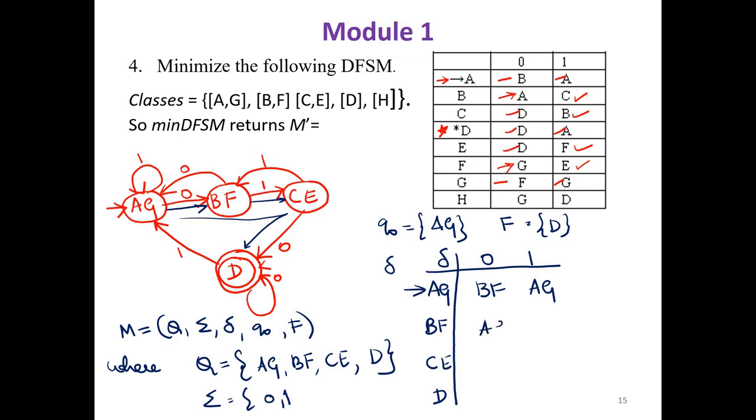BF0 is going to AG. BF1 is going to CE. CE0 is going to D, CE1 is going to BF. D0 is a self loop, D1 is going to AG. So this is the complete definition of the minimized DFSM.